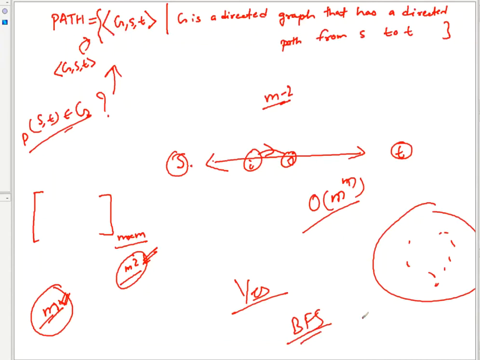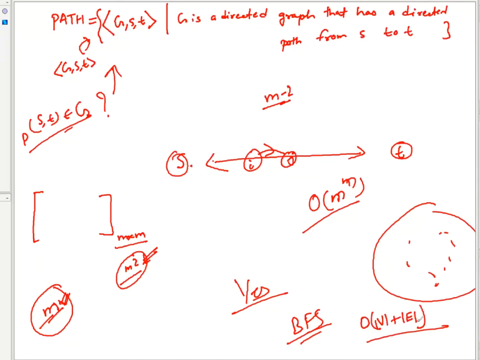The running time is actually order of V plus E for breadth first search. So it takes the same time to detect whether there is a directed path from S to T.